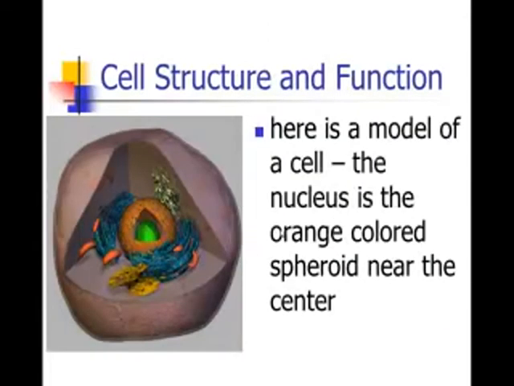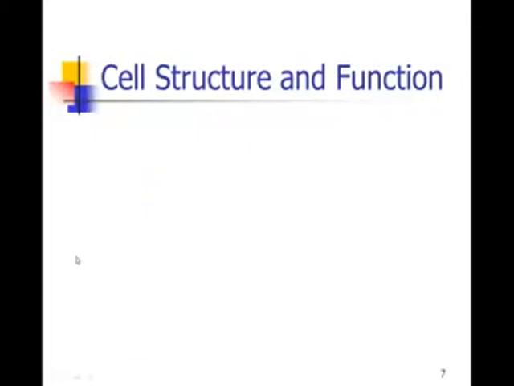So here we have a model of a cell. This orange colored spheroid structure in the center is the nucleus, and again, that means little nut. There are some other organelles in here. We'll talk about those, as I said, in that supplemental lecture. And you can see the membrane out here has been cut so you can actually see where it is.